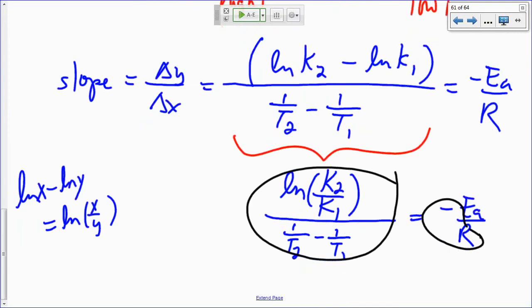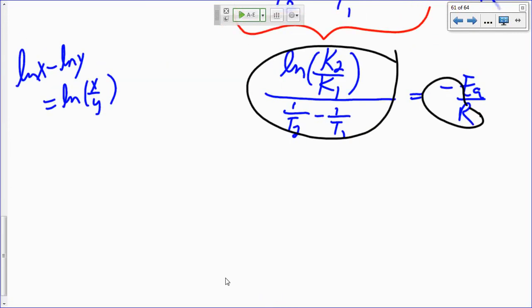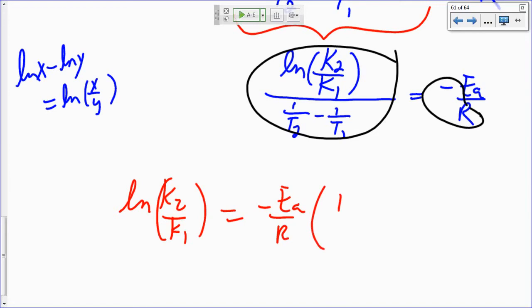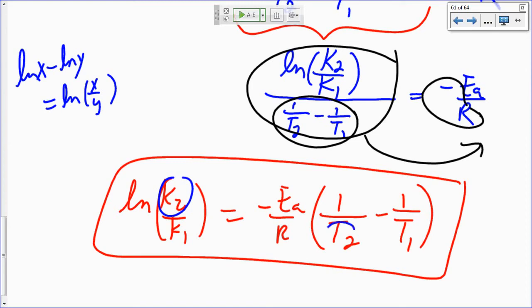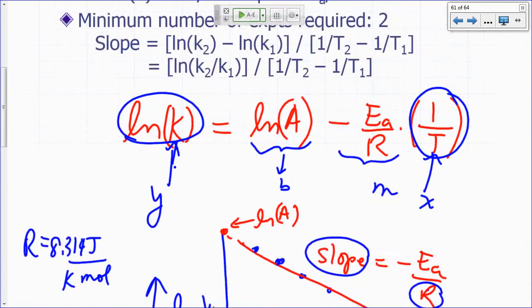Okay? Let's rearrange this equation into something you might see in your textbook. You'll see this written as ln of k2 over k1 equals negative E sub A over R, and I'm going to move this thing over to the right side, so that's 1 over T2 minus 1 over T1. So this is another form of the Arrhenius equation. If you know k at T2 and k at T1, you can solve for the energy of activation. It's just negative R times the slope. Okay, so that's how you determine your energy of activation.